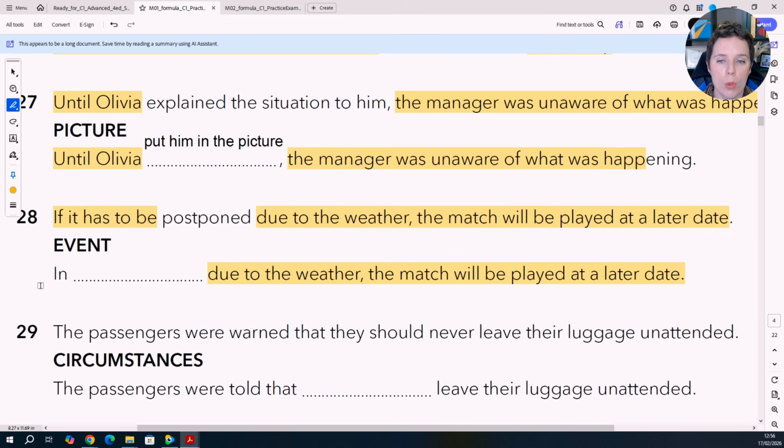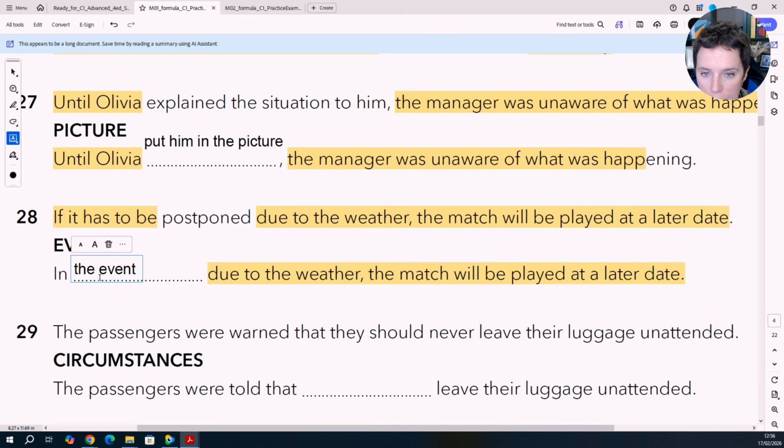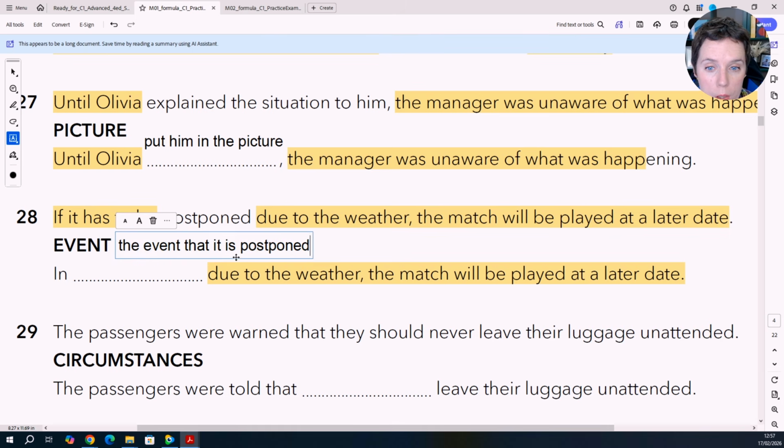Alright, so we would normally say, in the event that. Okay. You do actually have multiple options here with this expression. So you could say, in the event that, and then subject, verb, object, it is postponed. So it's testing you here on verb patterns, basically. So we've got, in the event that it is postponed. That's one option. We've also got, in the event of postponing.